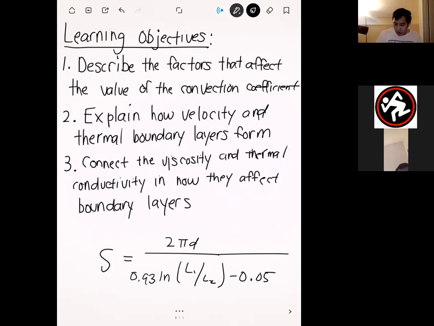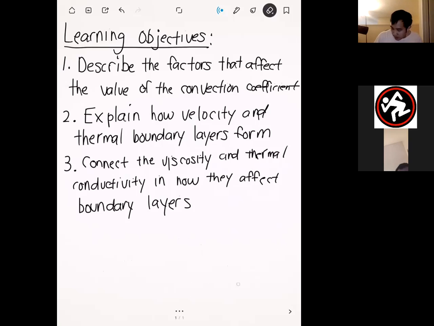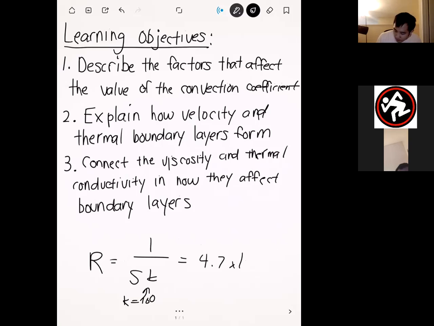Right. And so when you plug the shape factor in, you should get a resistance value, which is 1 over SK, right? Yep. And K is 100. And so you should get 4.7 times 10 to the minus 5, right? Yeah, that sounds about right. Okay. And then we compute that together with the other resistances.